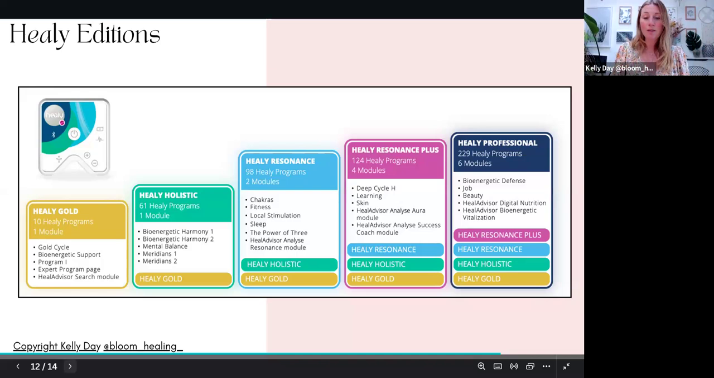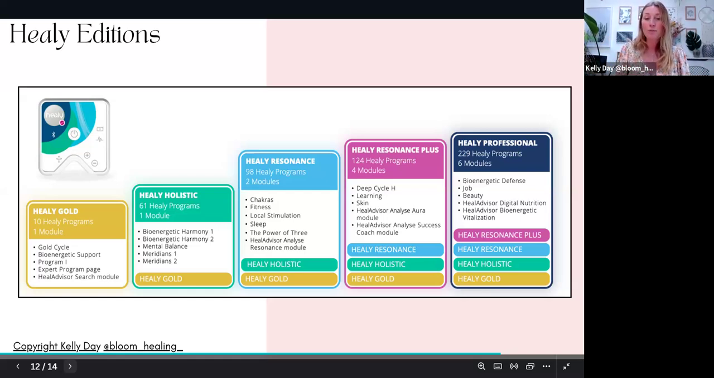Then when you get the Resonance Plus edition, you get all of that too, plus you get another program package called Deep Cycle. You get learning, you get skin, and you get two of my favorites, so you get an aura analyze module. With the aura analyze function, you're able to analyze your aura, and it's able to bring up your chakra levels, specific information about each chakra, and then you're able to send those frequencies, the chakra frequencies, to help strengthen and bring balance back to your chakras. So I love that feature.